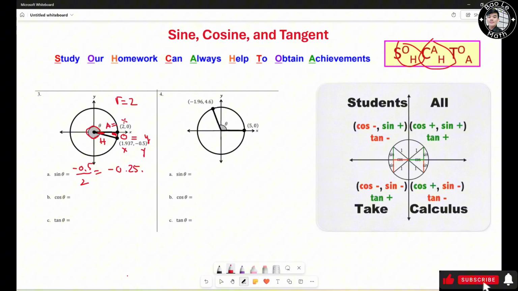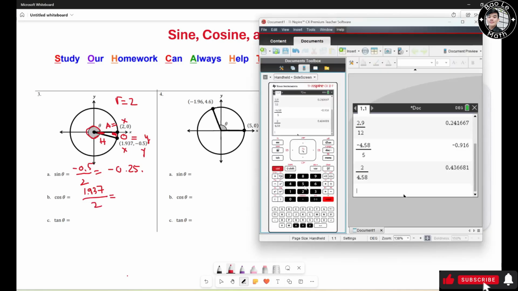Cosine theta is going to be adjacent over hypotenuse. Adjacent, which means the x value, right? X value is going to be 1.937. So 1.937 over hypotenuse, which means 2, right? So we have 1.937 divided by 2. So it's going to be 0.9685, right?